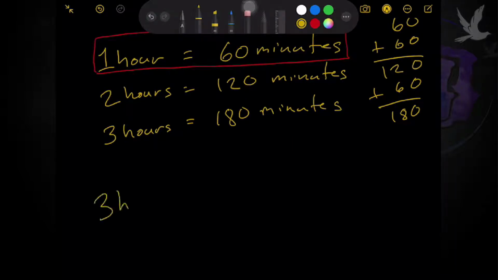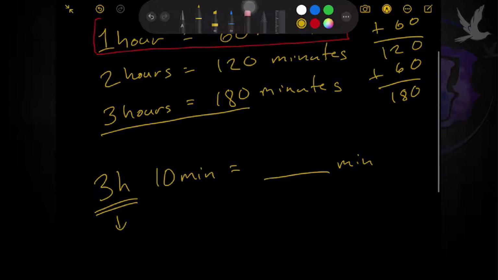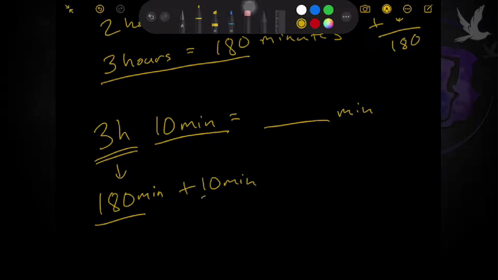So which means if you are having examples such as for page 174, let's say we have 3 hours and 10 minutes. What is its total in minutes? So all you need to do is to, of course, change the hours first to minutes, which is knowing that 3 hours is equivalent to 180. And of course, add the given minutes as well. So 180 plus 10 will give you 190.